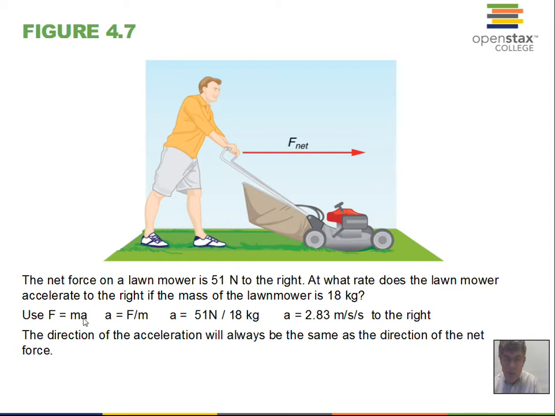Well, we can use F equals ma for this. We algebraically solve this for the acceleration. It would be the force divided by the mass. And we have the numbers, 51 newtons for the force, 18 kilograms for the mass. When we divide newtons by kilograms, we will produce meters per second squared. And we have 2.83 meters per second squared off to the right. Acceleration has a direction. Again, the direction of the acceleration comes from the direction of the net force.